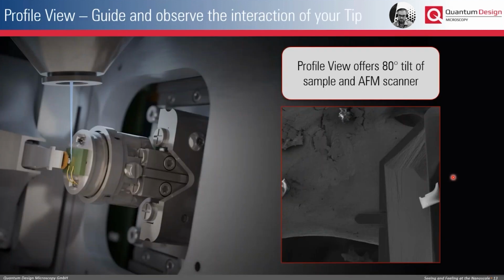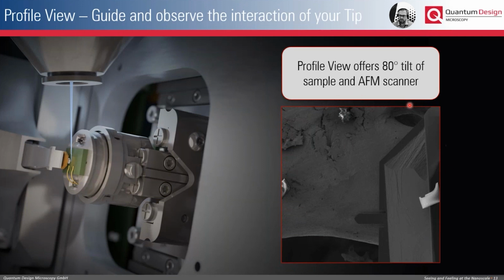One of the very cool features of the FusionScope is what we call the profile view. How profile view works, you can see here in this image on the left side. As I said, we are able to tilt the trunnion, which makes a tilt of the sample in combination with the AFM scan head up to 80 degrees. And this gives you this almost perpendicular view of the sample and the cantilever region. And this really enables the user to position the cantilever tip very precisely on the area of interest and also really see the cantilever tip while you're performing your AFM scan.